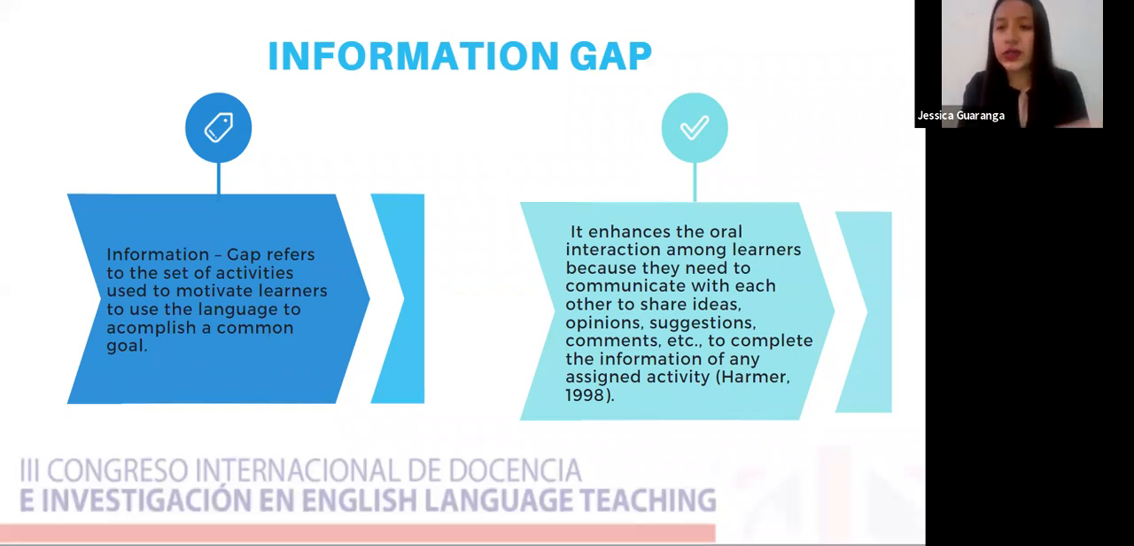So now, regarding information gap, this is very interesting because in this case, students become more motivated because in this way, students can interact with their classmates, share ideas, comments, suggestions, etc. And they can contribute in order to accomplish common goals. Okay, so they have the chance to participate actively in the English-level classroom. So by means of the information gap, students become an active character in the English-level classroom. So it is quite important for them.